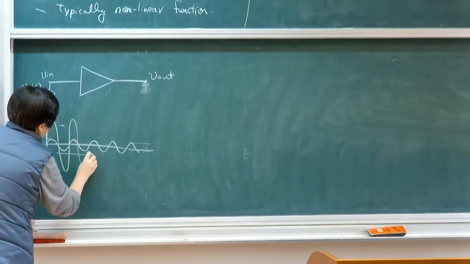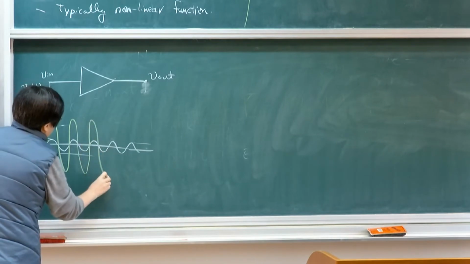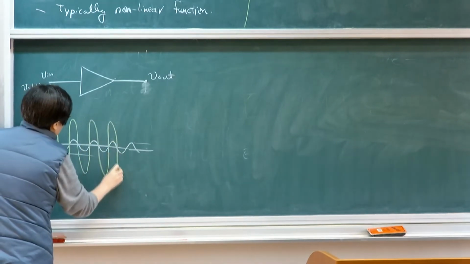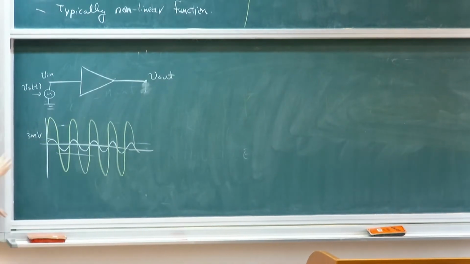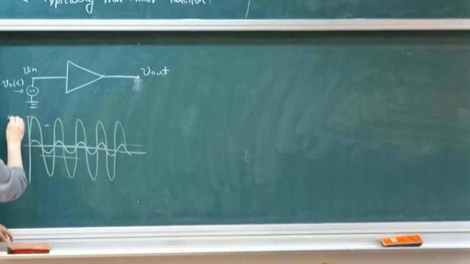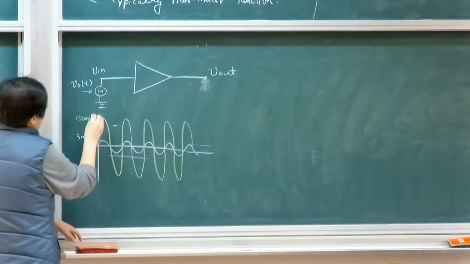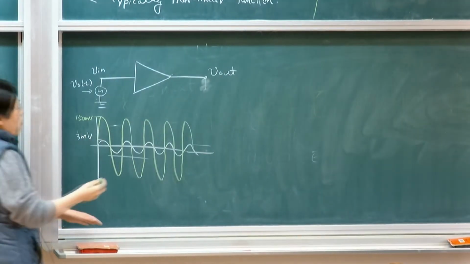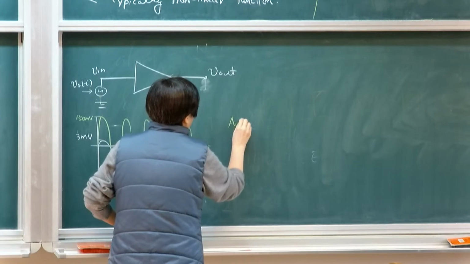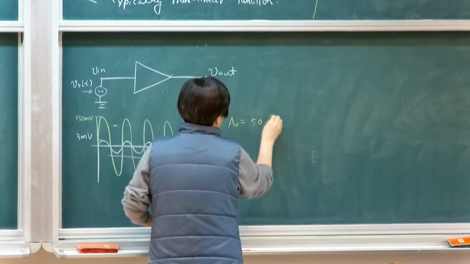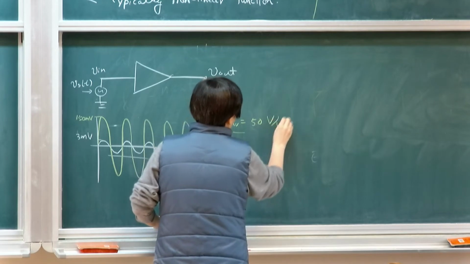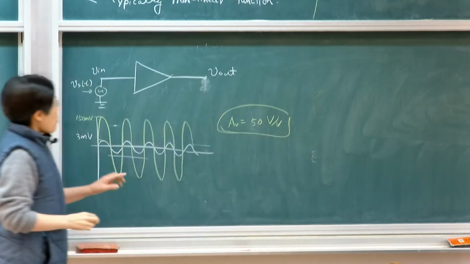So at least it will be somewhere in the range of, let's say, 50 times, it will be 150. So I want it to be at least 150. So to provide a voltage gain will be somewhere around 50. So I want it to be amplified by this.